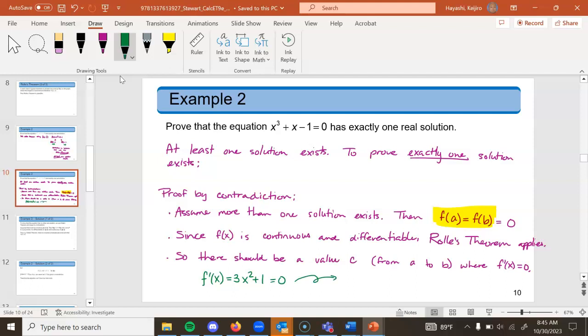Okay, so take 3x squared plus 1 and set it equal to 0. You're going to get, first of all, 3x squared equals negative 1. Then x squared equals negative 1/3, which has no real solution. Which contradicts exactly the last thing that we concluded. There should be some value where f prime of x equals 0, and yet there is not.